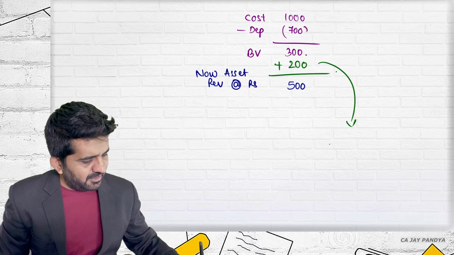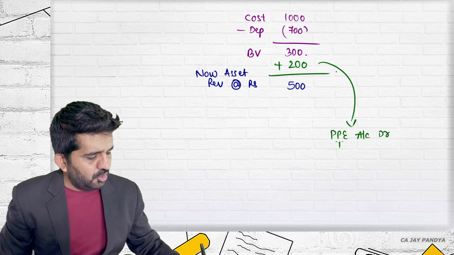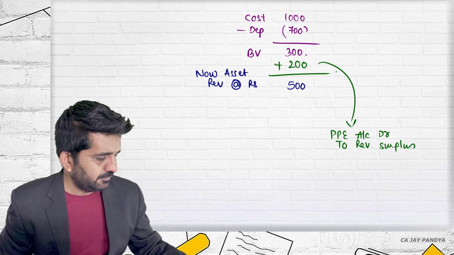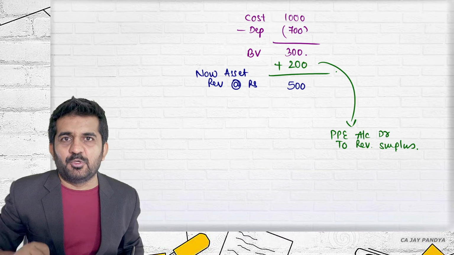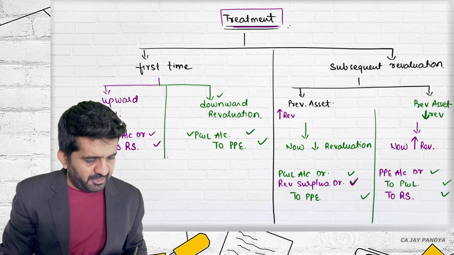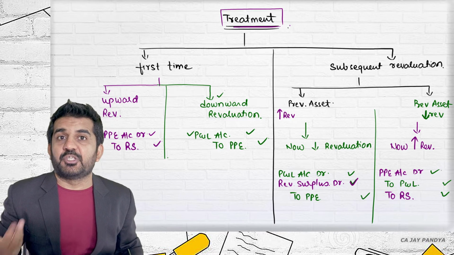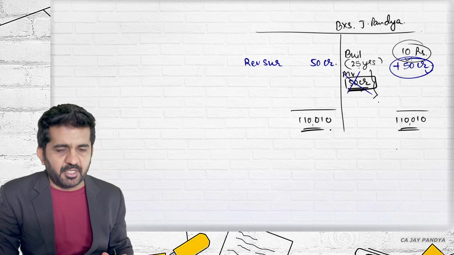What is the journal entry that will be passed? PPE account debit to revaluation surplus. When to use revaluation surplus and when to use P&L account, we have already understood. Whether it is first time, initial, or subsequent, an increase or reduction, all the points can be covered from this particular chart.